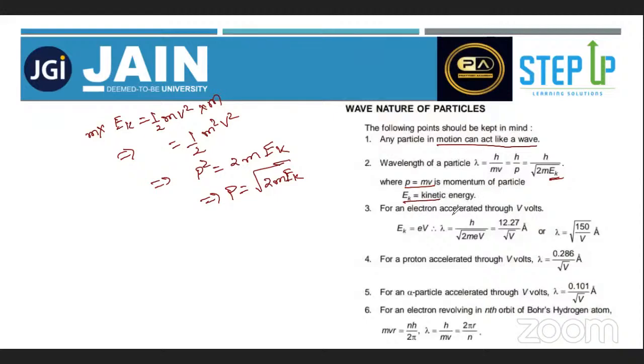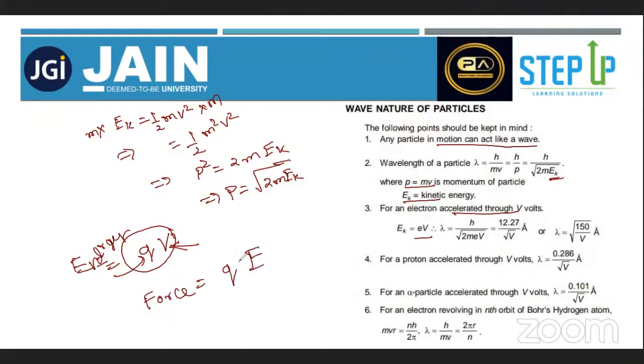For an electron which is accelerated through V volts, normally when a charge is accelerated with any voltage, we write the energy in the form of Q times V, where Q is the charge and V is the potential. This is the energy for a charged particle accelerated through a potential V. If we are writing the force for the same condition, we write it as q times E, where E represents the electric field.